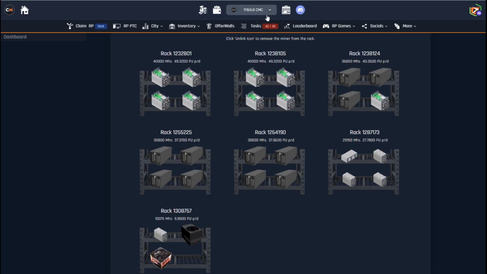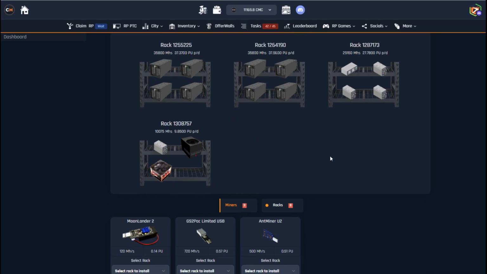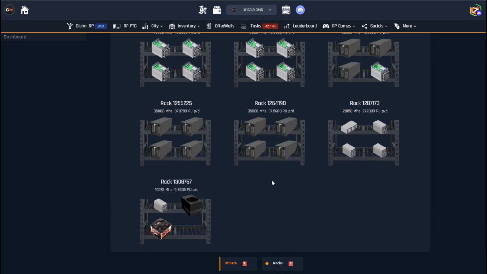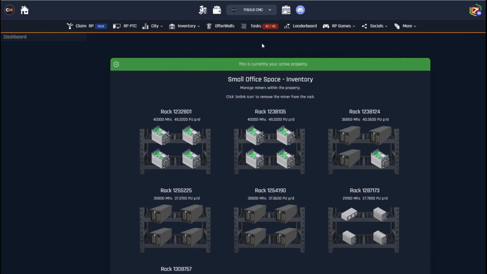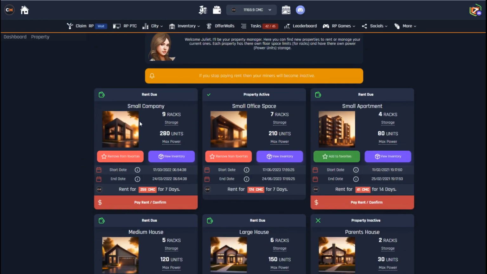But the cost of an S5 on the market is so crazy. It is something like about 60,000 CMC. Like I say, I will be just sticking with my S5, my S3s, and gradually work my way through the different buildings. Because if we go back to properties, we can get up to the small company, which will give us 9. So that gives us 2 more racks available. So that's another 8 miners.